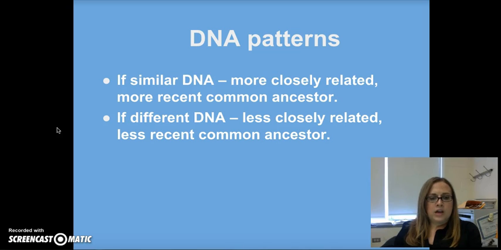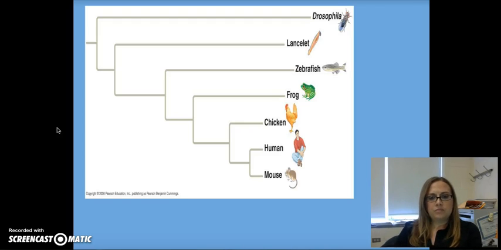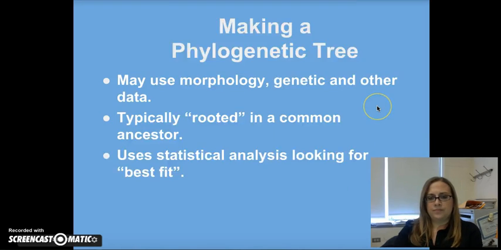Whereas if you're looking at groups that have very different DNA, they're less closely related and have a less recent common ancestor. So it's just another example. Again, we've got Drosophila, very, very far away from the mouse and the human. When we're making a phylogenetic tree, you can use morphology, you can use genetic data, or you could use other types of data.